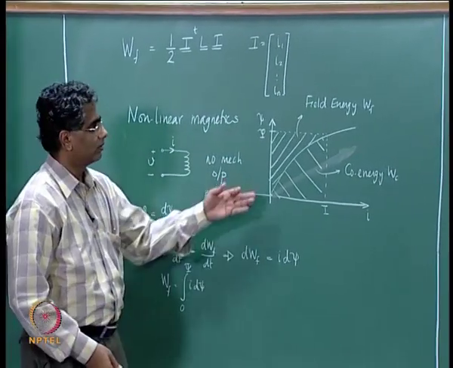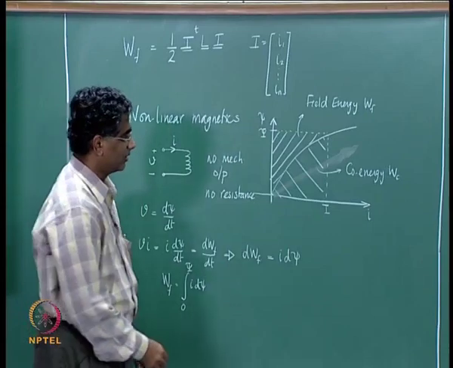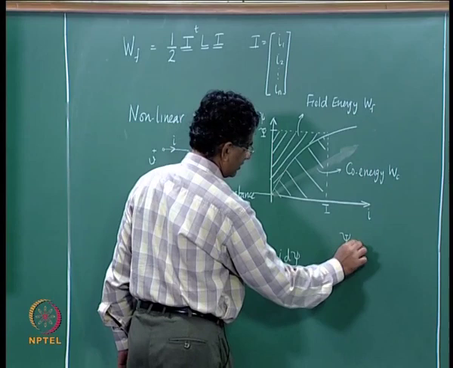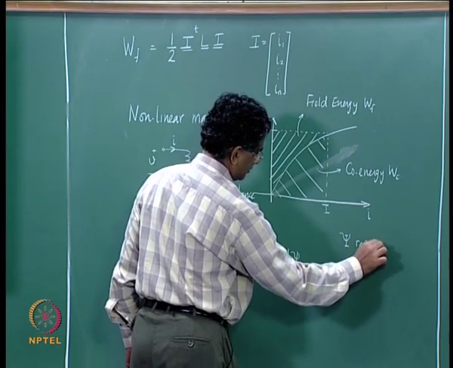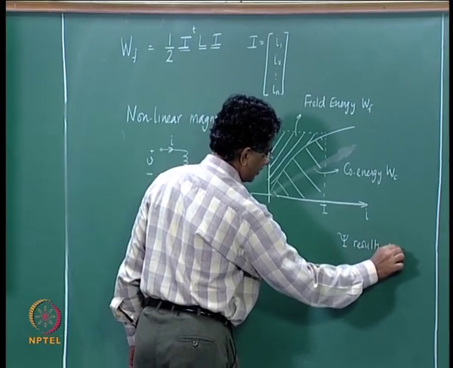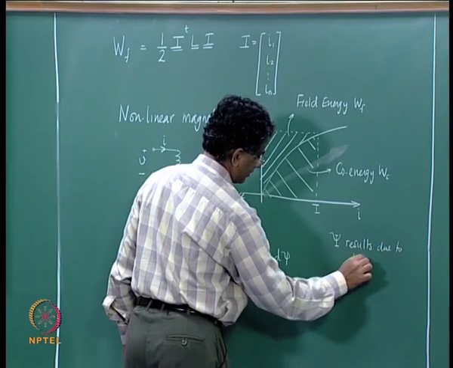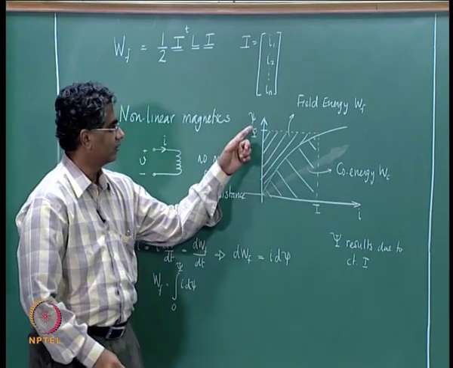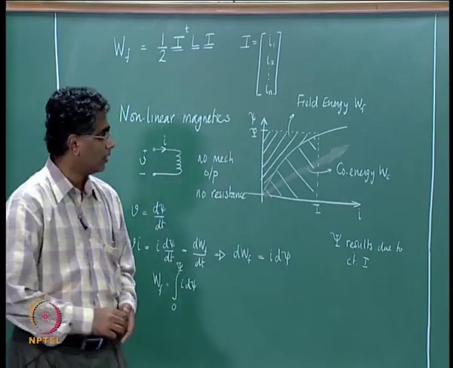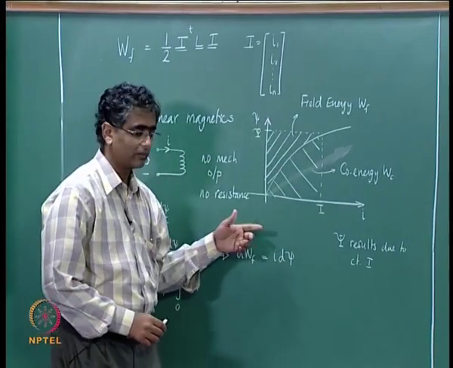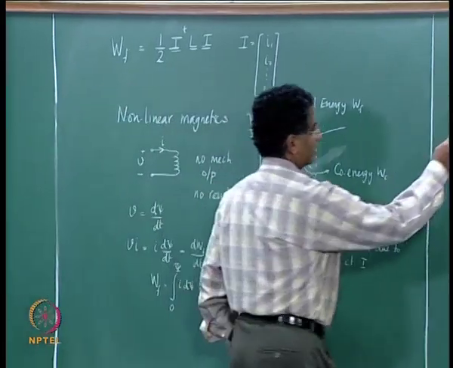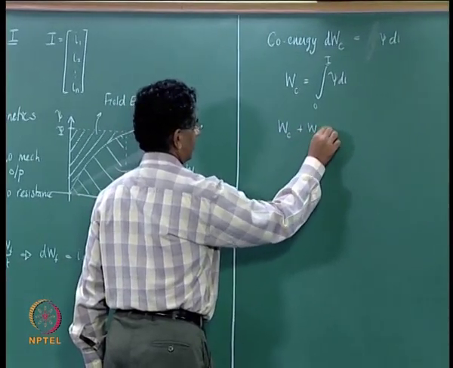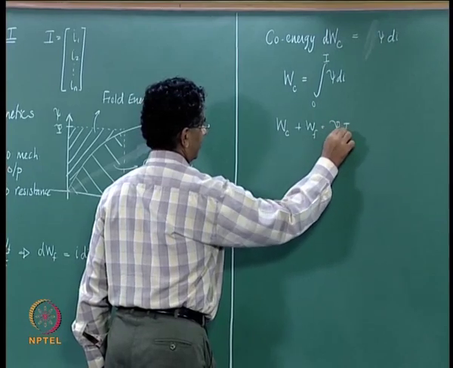We assume in drawing this figure that the flux linkage capital psi results due to flow of current I. That means at this current you get this flux linkage. So, obviously from this graph, from the picture that we have drawn, one can see that Wc plus Wf is equal to psi multiplied by I.